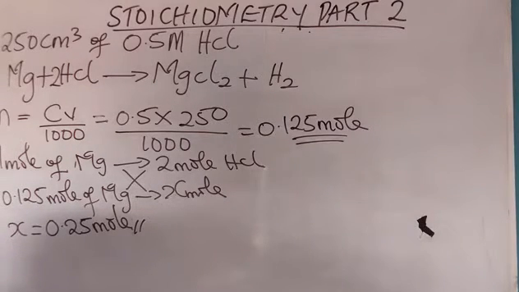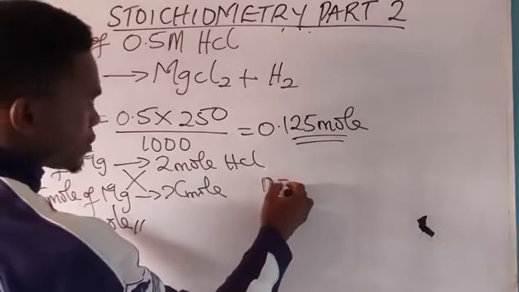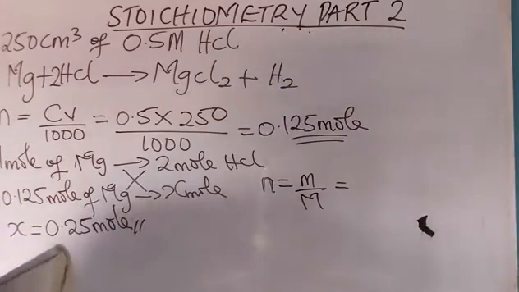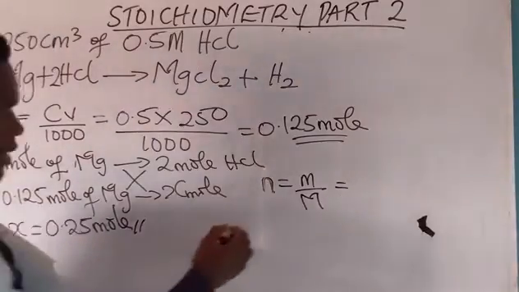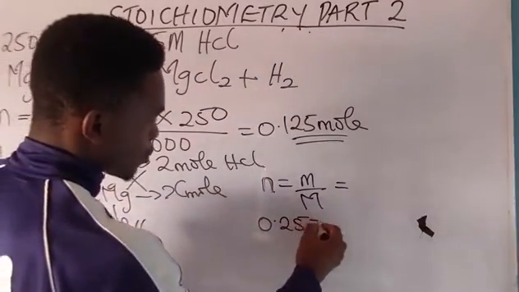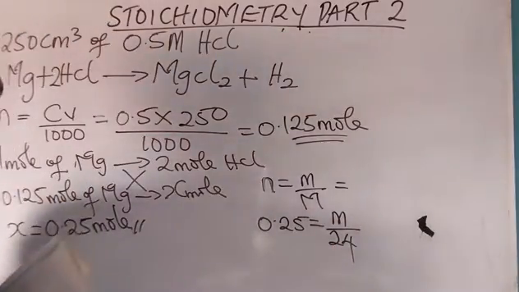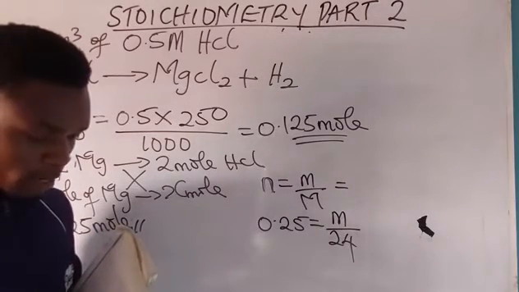Then the next one, we are looking for how much magnesium. How much means quantity now. It therefore means that the number of moles of magnesium equals mass over molar mass. Stoichiometry could be confusing, so please be careful the way you solve. The number of moles we got is 0.25, equals the mass over the molar mass, which is 24, the molar mass of magnesium.